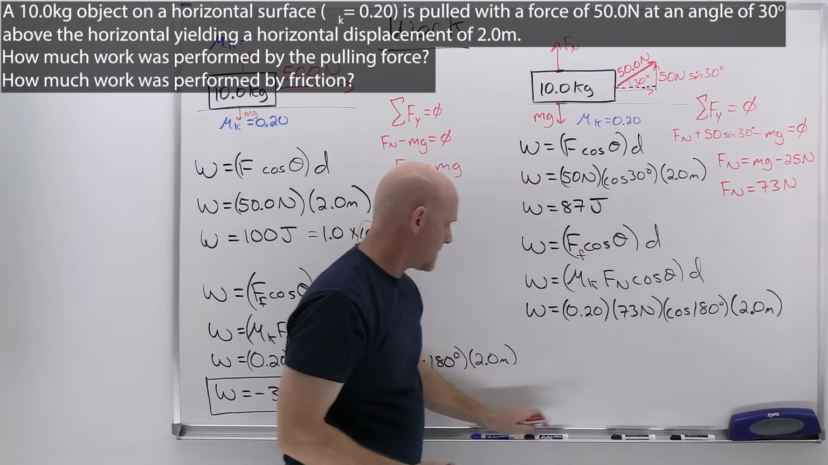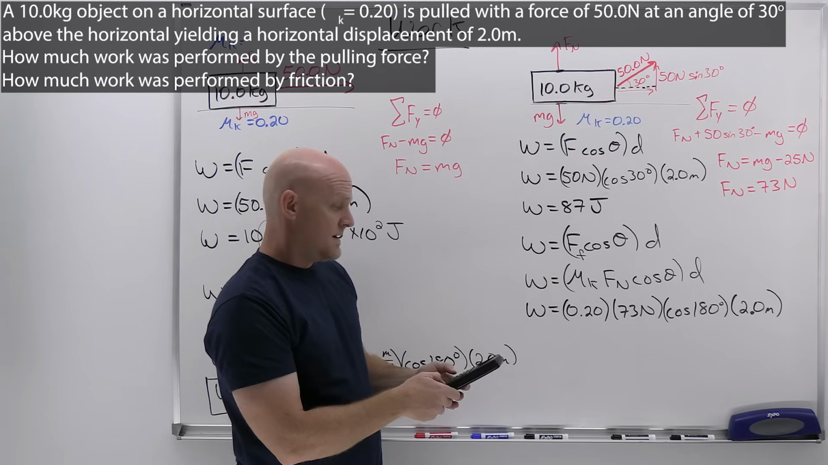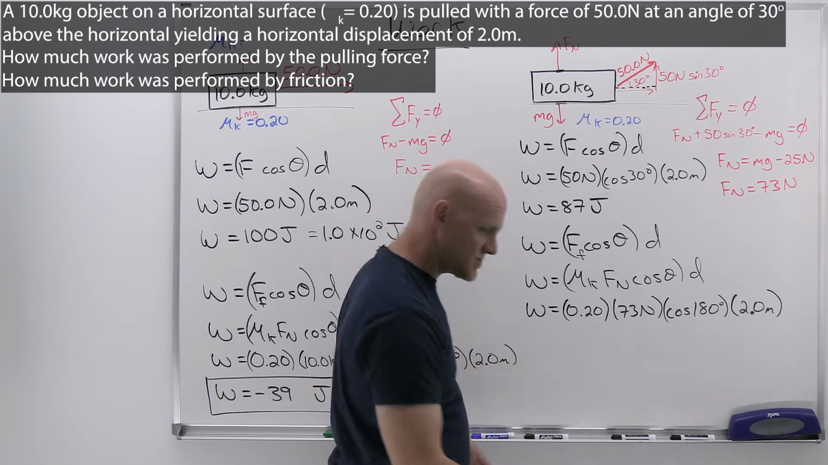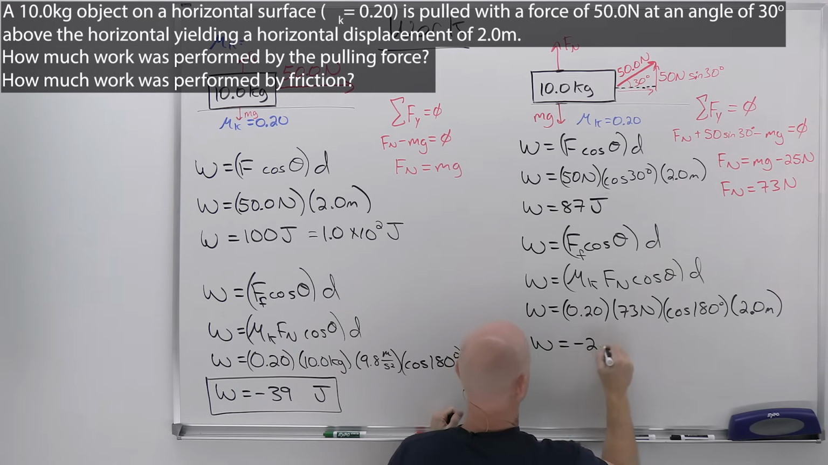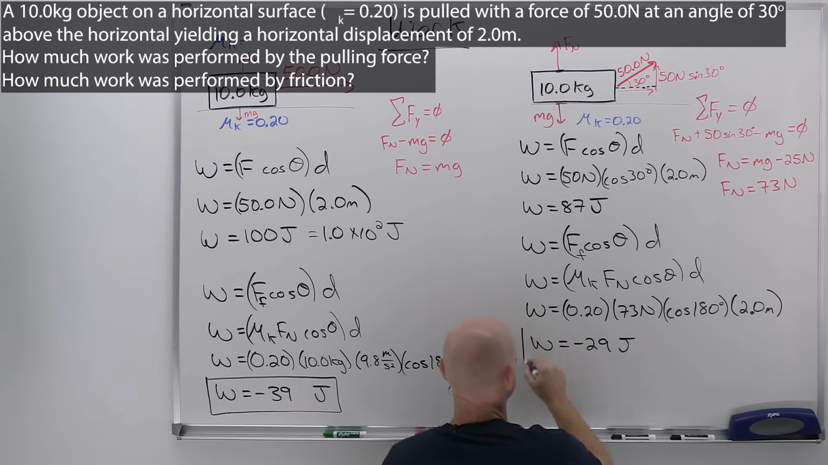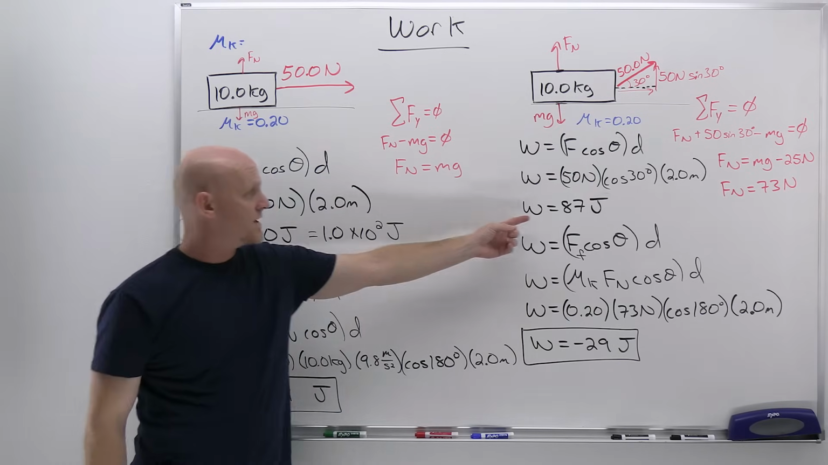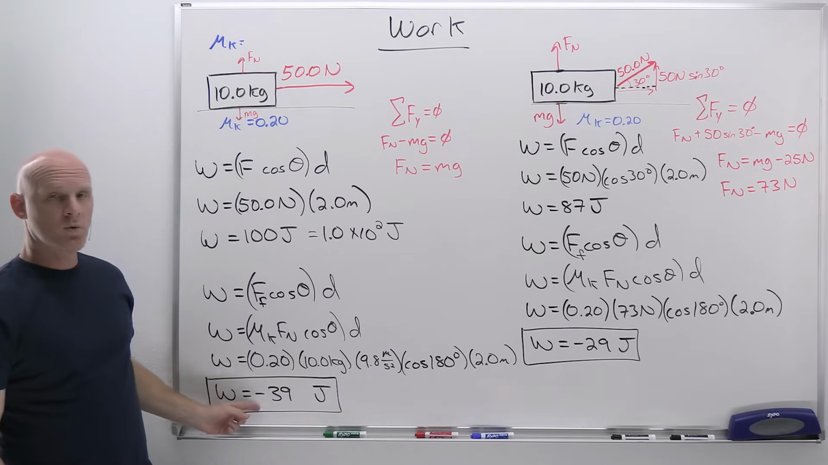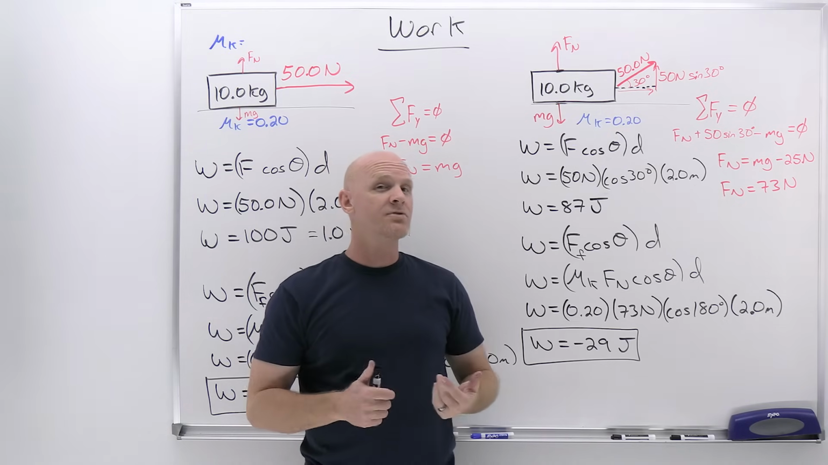And we'll let our calculator do some more work. All right, so 0.2 times 73 times cosine of 180 and times 2. It's going to get us negative 29.2 joules, which rounded to 2 sig figs will round down to negative 29 joules. Make sure I got that right. Yep, negative 29 joules. Cool, and so we see not only did the pulling force do less work here than back on this first problem, but we see friction did less work as well, because there was less normal force, less contact force, and therefore less of a frictional force there as well.